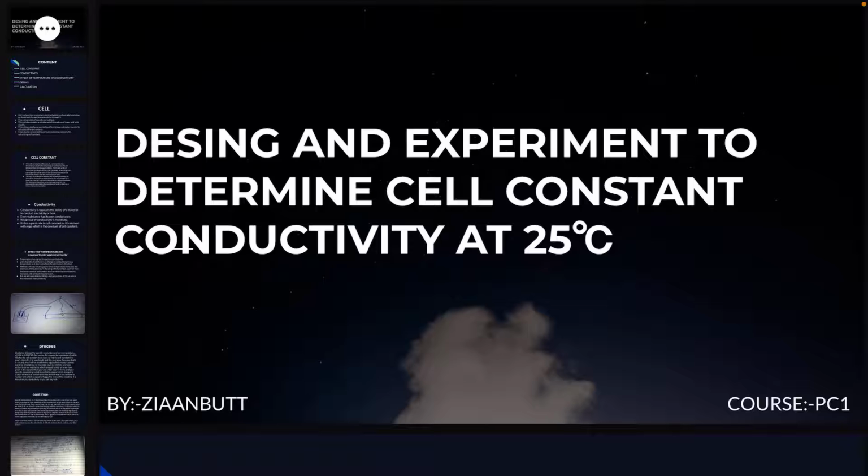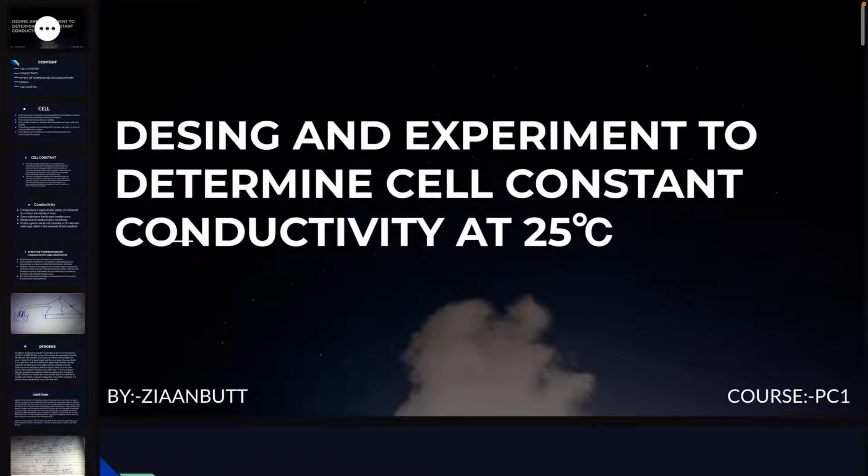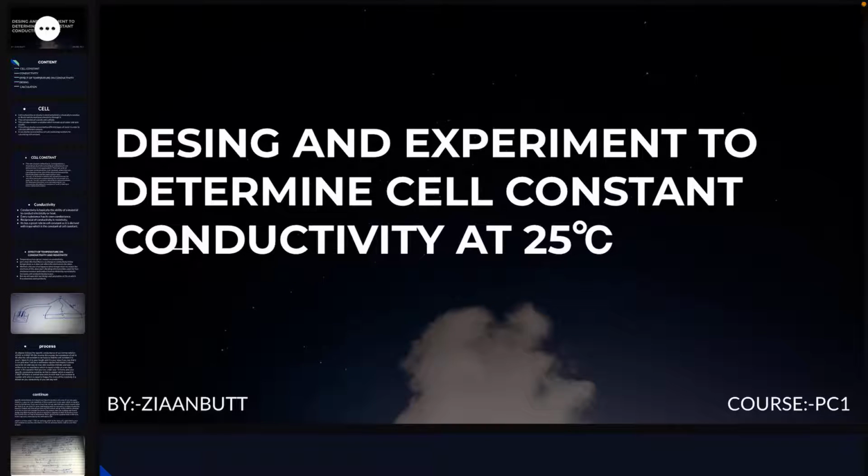Assalamu alaikum, my name is Janbad and today my topic is design experiment to determine cell constant conductivity at 25 Celsius. Well, basically, we're not discussing the cell which is in the human body, we're discussing a cell which is in chemistry. It is basically a concentrated solution in which we find some salts that could conduct electricity. So this is not a living cell, it is an artificially made cell which conducts electricity.